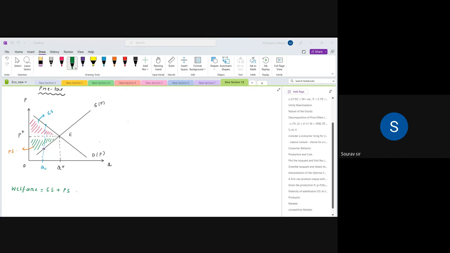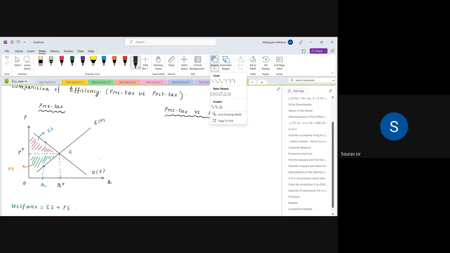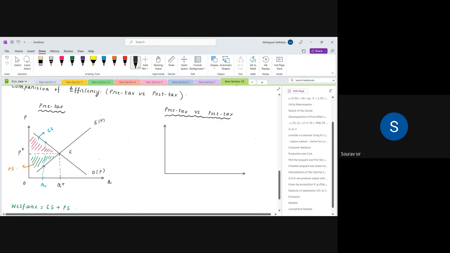Now, if this diagram is clear with all of you, let us draw both the pre-tax and the post-tax together in one diagram and compare the welfare implications. Okay. So the next diagram that I will draw on the side is pre-tax versus post-tax. Similarly, P over here, Q. And the demand function will remain D of P.